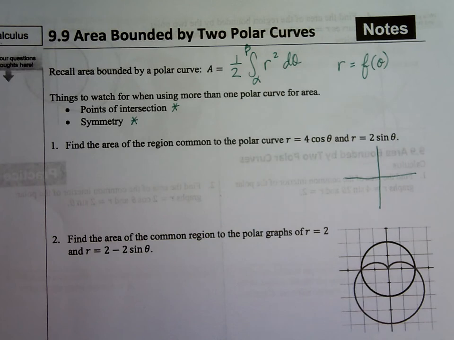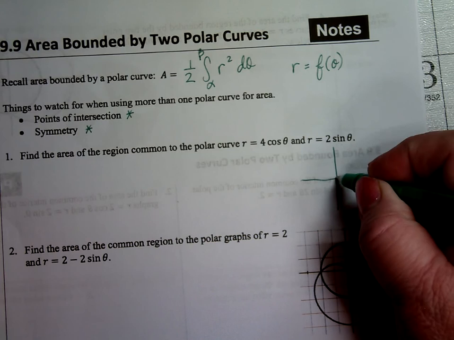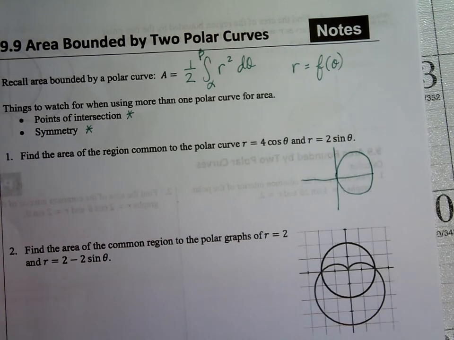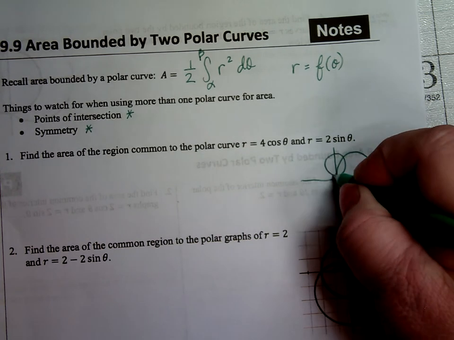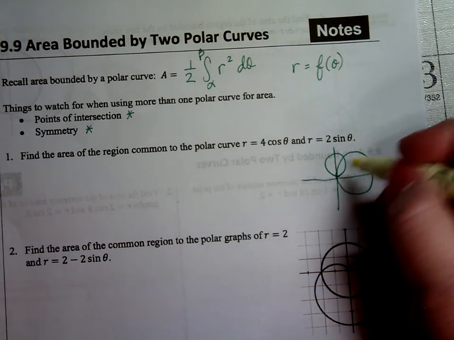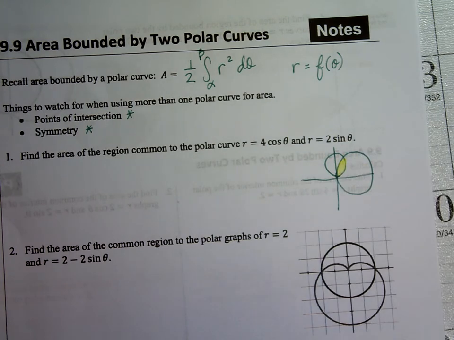So here's what happens with this guy. I'm not the best of drawers, but here you go. My 4 cosine of theta is going to be a circle like this. And then my 2 sine of theta is going to be smaller, and it's going to be up on the y-axis, like this. And so the area that I'm actually looking for, and I would grab a highlighter because we're going to be doing this for every problem, looks like this. It's that area between the two curves, the area bounded by the two polar curves, which is what they're looking for.